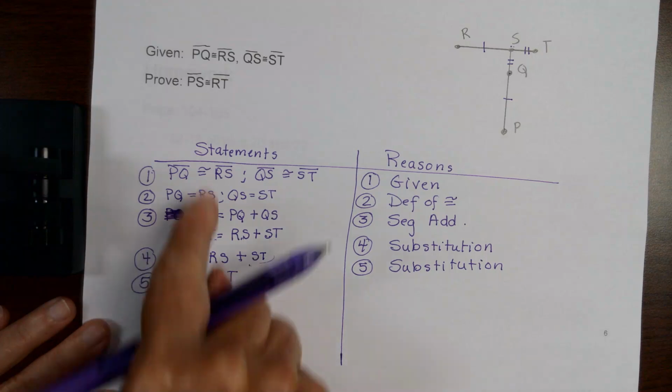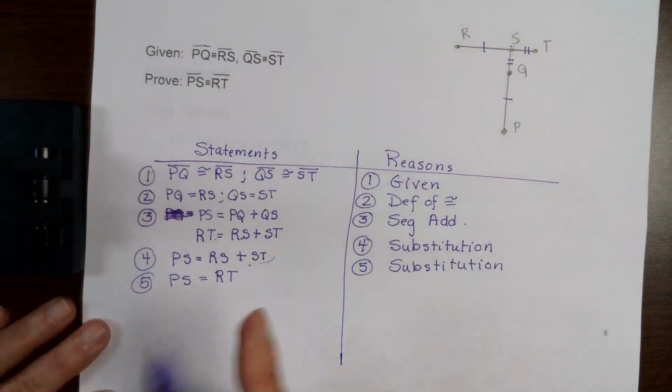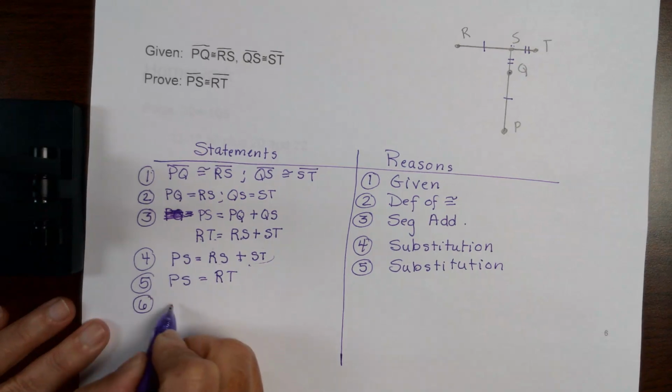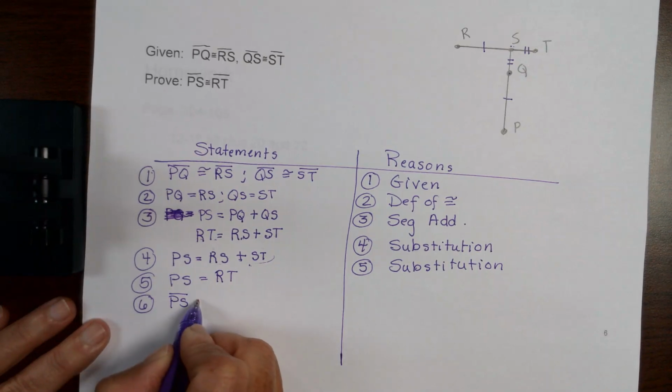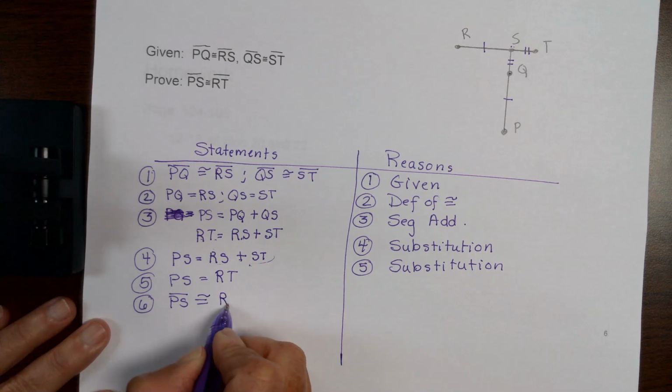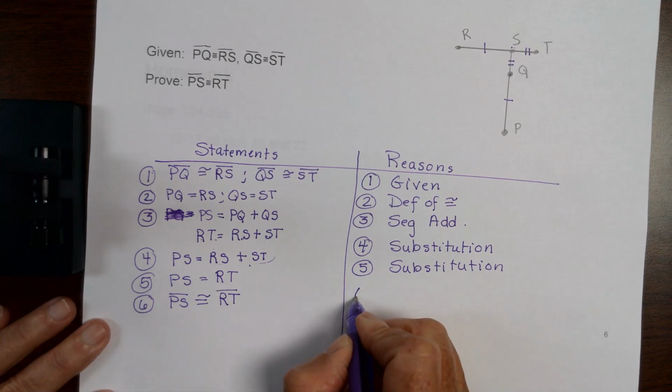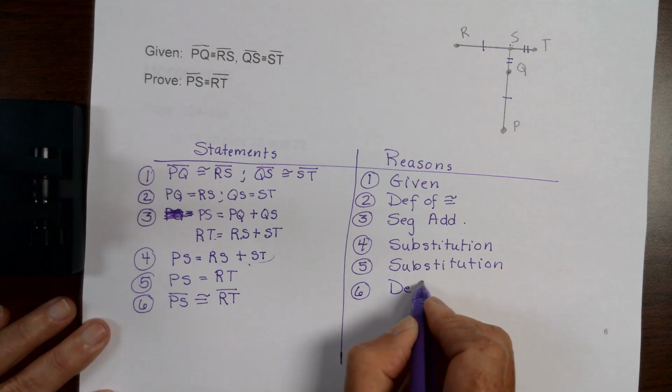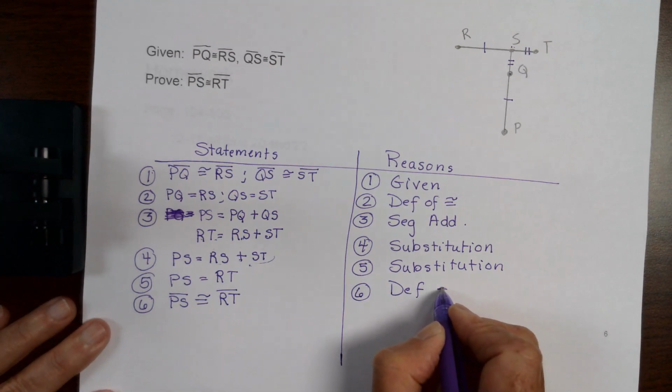But that's not exactly what I'm going for. I still have to put the congruency mark back on. So now I go PS is congruent to RT, and that is by definition of congruency.